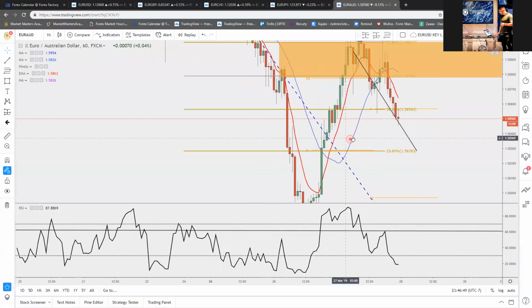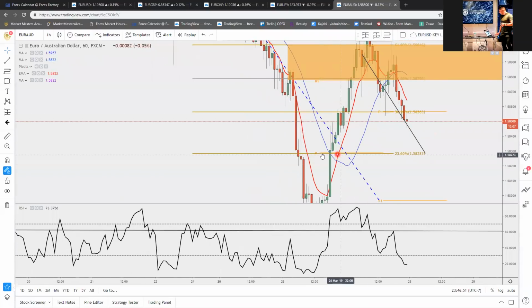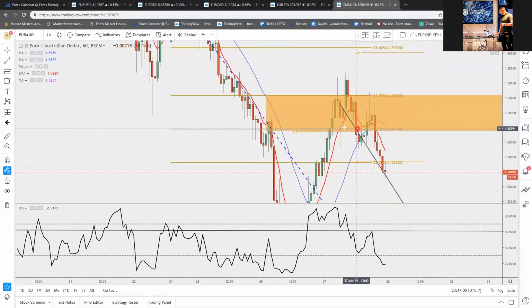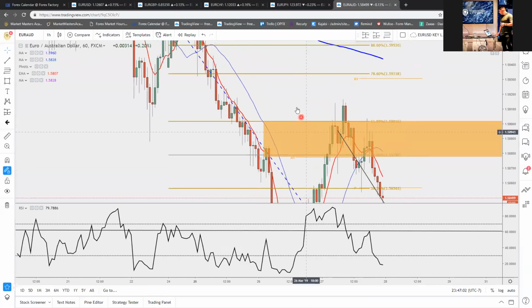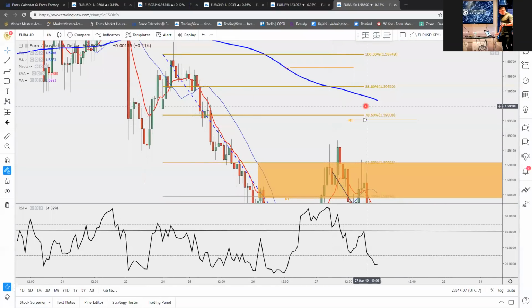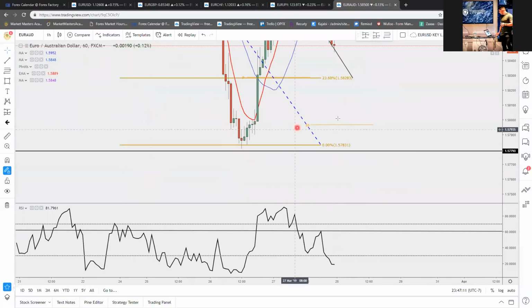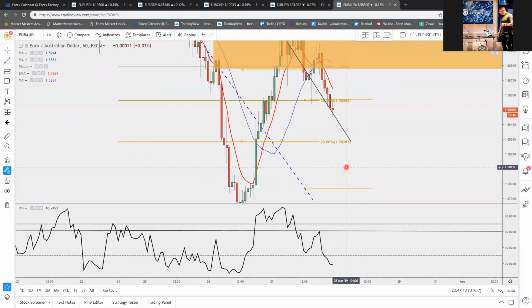You can see even with the Fibonacci that I did, this 23.6 aligns with this Fib. This 38.2 aligns with this pivot point. This 50% aligns with this R1. 61.8 doesn't align with anything. 78.6 with R1. So I like seeing it when it pretty much aligns with a lot of them.